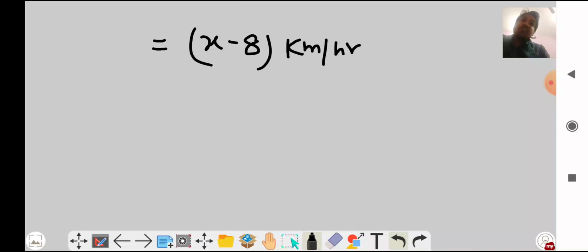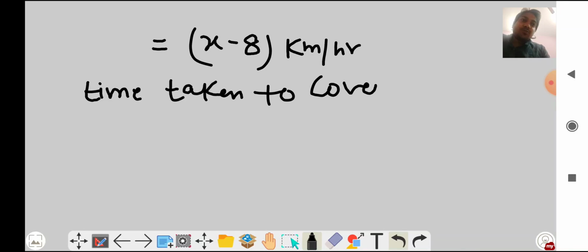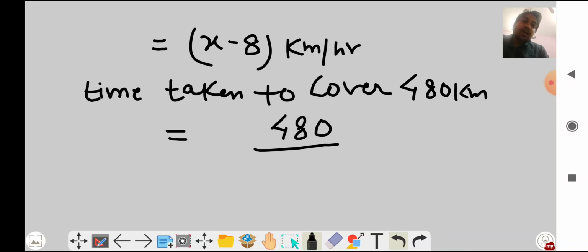So if the speed is x minus 8 km per hour, what is the time? Time taken to cover 480 kilometers will be how much? The distance is 480 kilometer and the speed is x minus 8, so this many hours, right? So in the second case, when the speed is x minus 8 km per hour, the time taken will be 480 divided by x minus 8. Is it clear to all guys?